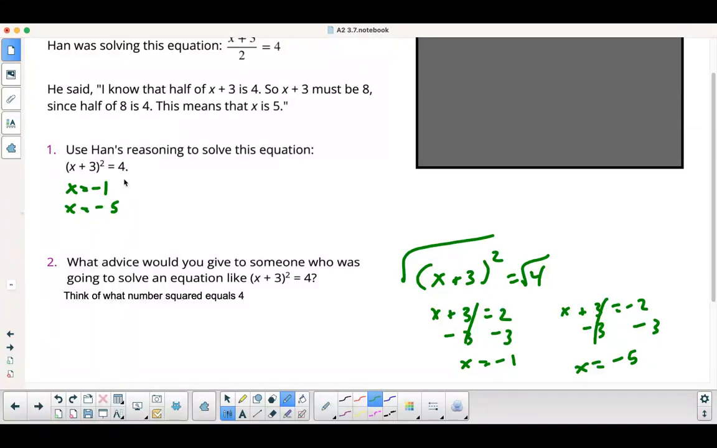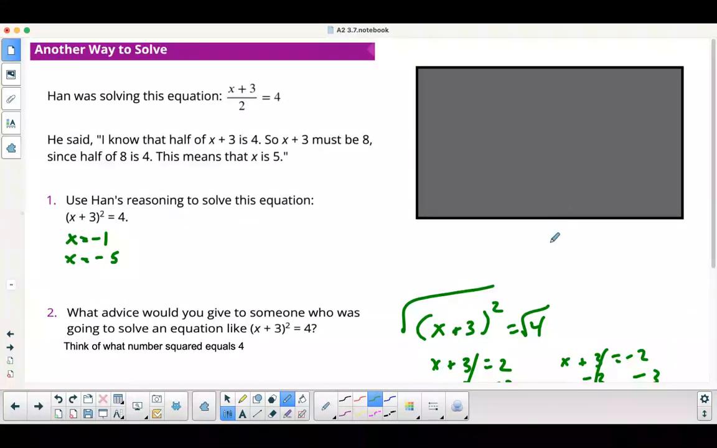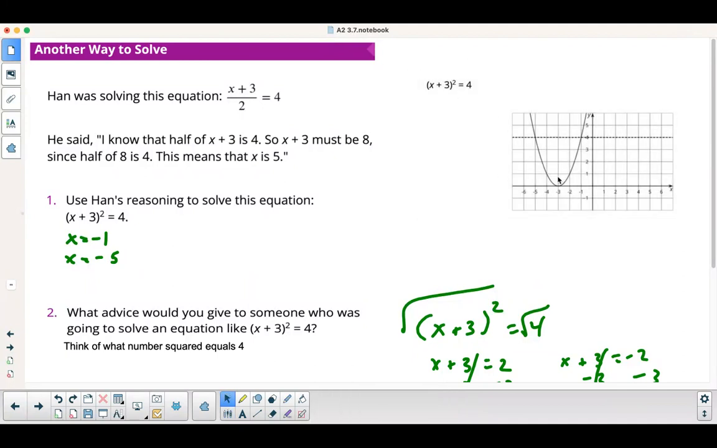This was kind of just thinking about it. This is actually using algebra. Algebra is nice because when it's not nice, pretty whole numbers, it works much better. All right, so take a look at your graph here. Here is y equals 4. And then this is y equals x plus 3 squared. And you can easily see that the answer here is -5 and -1. Okay.